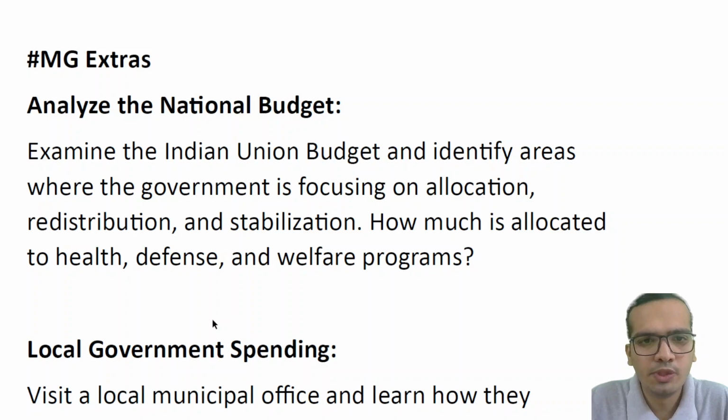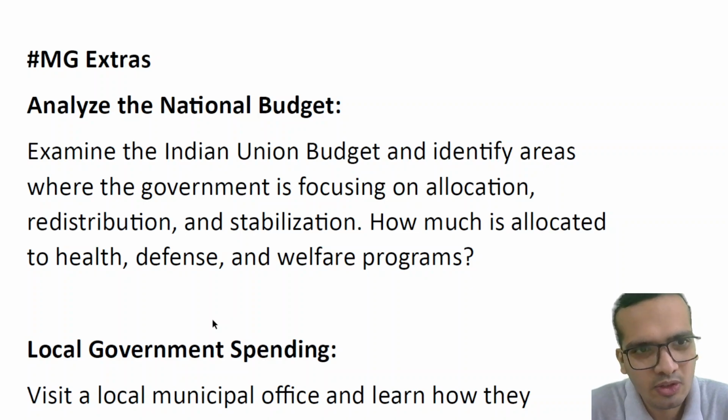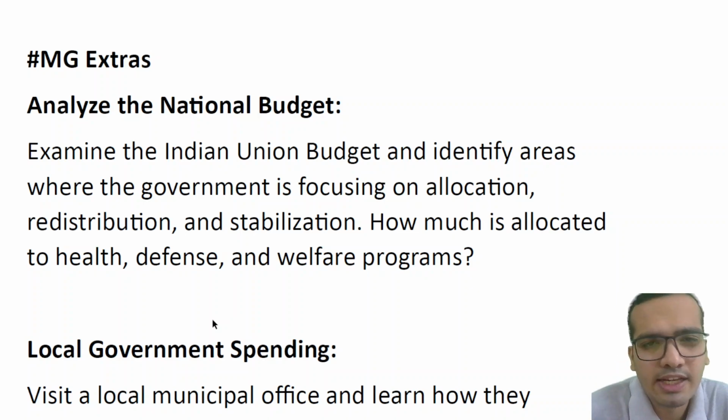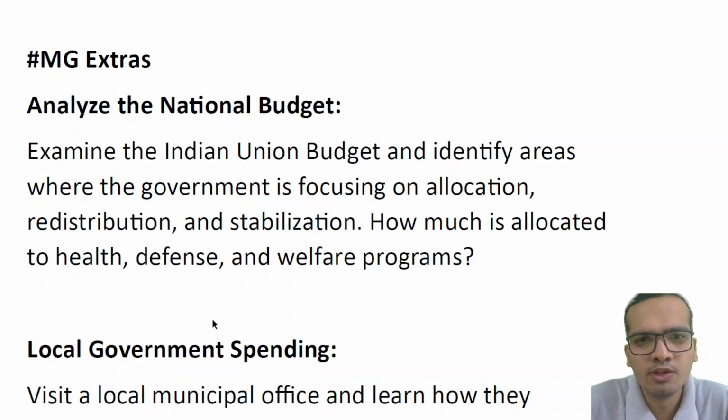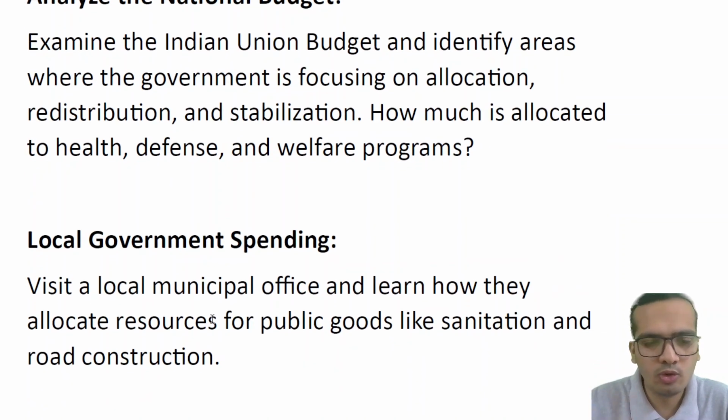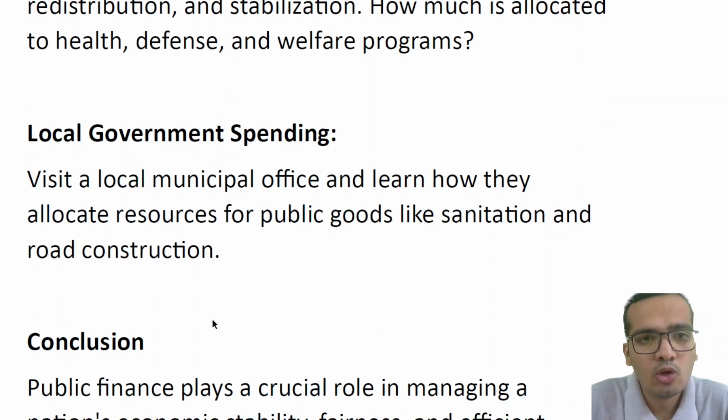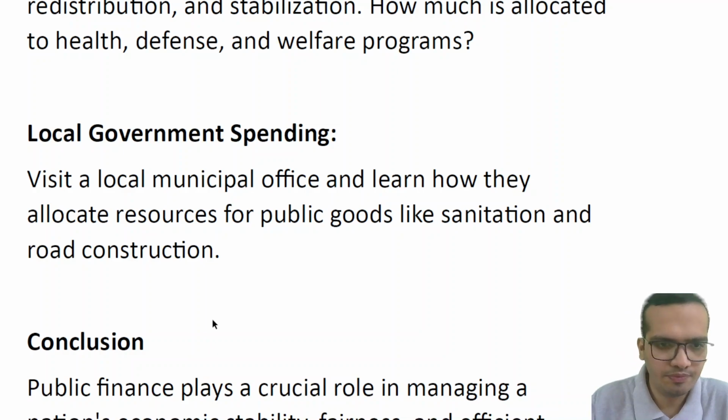Then we come to the end of this chapter, where we will have MG extras, practical activities or exercises which will help you understand some of the concepts in a better and more practical manner. So first, MG extra, analyze the national budget. Examine the Indian Union budget and identify areas where the government is focusing on allocation, redistribution and stabilization. How much is allocated to health, defense and welfare programs? Do check it out, do study and do let me know. Then second comes local government spending. Visit a local municipal office and learn how they allocate resources for public goods like sanitation and road construction.